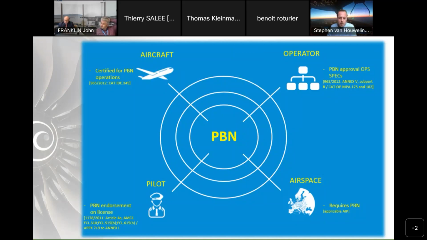And I wrote an article about PBN operation from the perspective of a pilot. And if I look at PBN from that perspective, there are four aspects we consider. That's the airspace, the operator, the aircraft, and the pilot. The airspace requires PBN, of course, or RNP. The operator needs to have a PBN approval or an RNP-AR approval. The aircraft needs to be certified and capable to use it, and the pilot, of course, needs to be endorsed and trained. I want to discuss all four aspects from the view of a pilot.